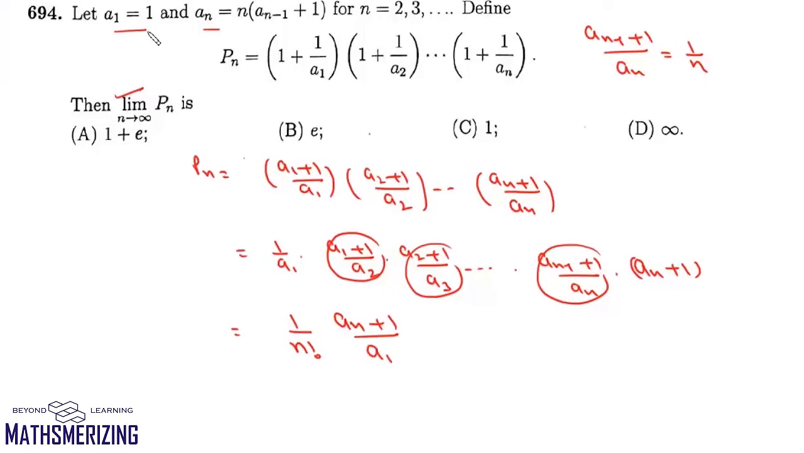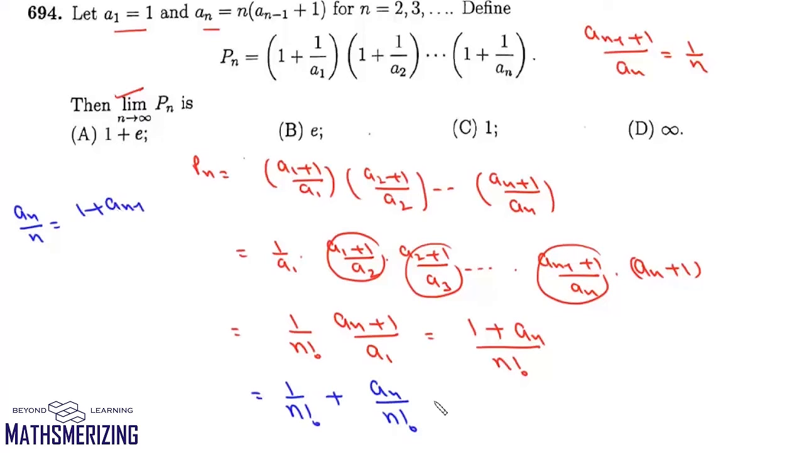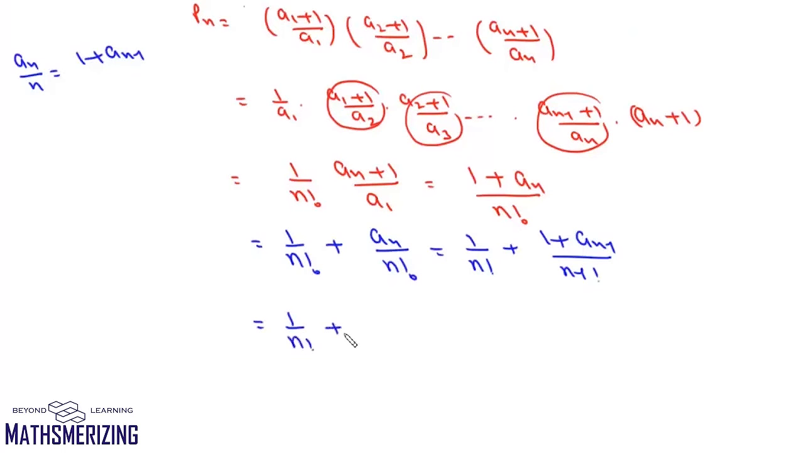Now we are also given that a1 is 1. So we can write this as (1 + a_n)/factorial n. Now this is 1/factorial n plus a_n/factorial n. Now a_n/n is a_{n-1} + 1. So we can write a_n/n is 1 + a_{n-1}. So we can also write this as 1/factorial n plus (1 + a_{n-1})/factorial (n-1), which is 1/factorial n plus 1/factorial (n-1).